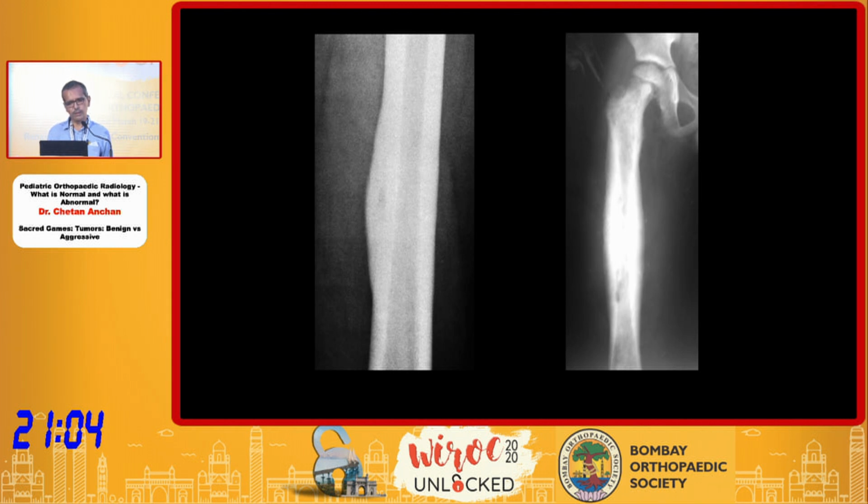This is X-ray of an osteoid osteoma on the left, and on the right we are seeing the sequelae of an osteomyelitis.